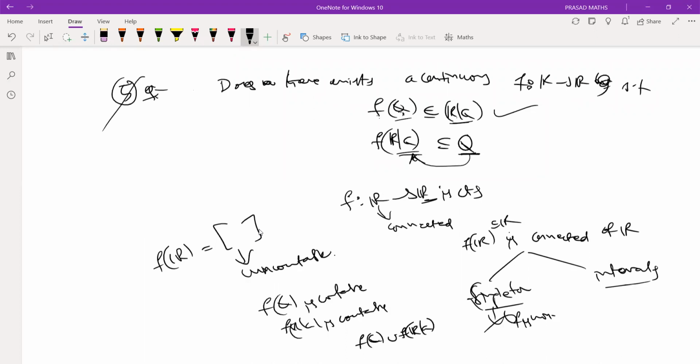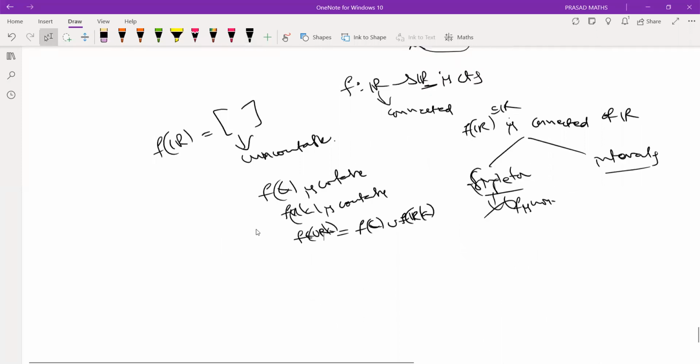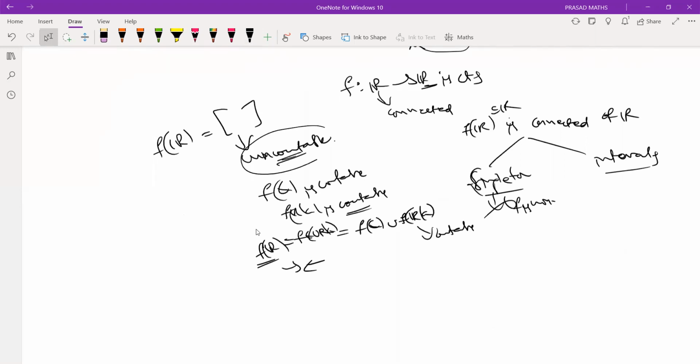This is countable. But what is this? f of Q union R minus Q. Therefore, what is this? f of R. The right side is countable, which means the left side is also countable. So we are getting a contradiction, because in this case it is uncountable, but in this case you are getting countable. So contradiction. Therefore, there is no such map like this.